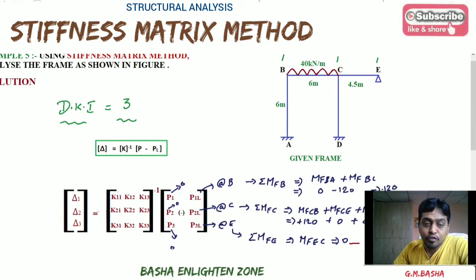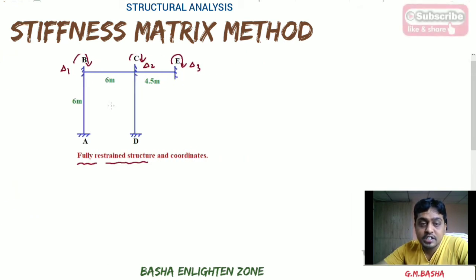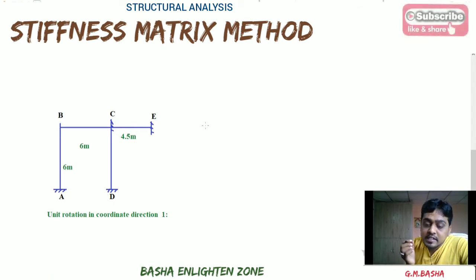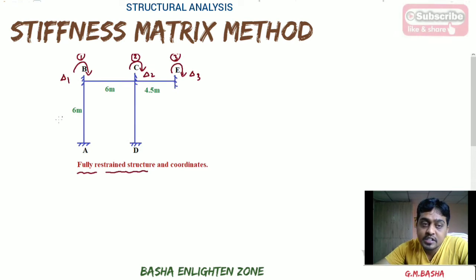Then we are going to find these K11, K12, K33 stiffness matrices based on the structure. So already I explained here what the restraint structure is. Here we are fixing the entire structure. So our next step is we are releasing that first position. If you observe clearly, we are fixing this entire structure, but here we are releasing the fixity at B and applying a unit coordinate at B.